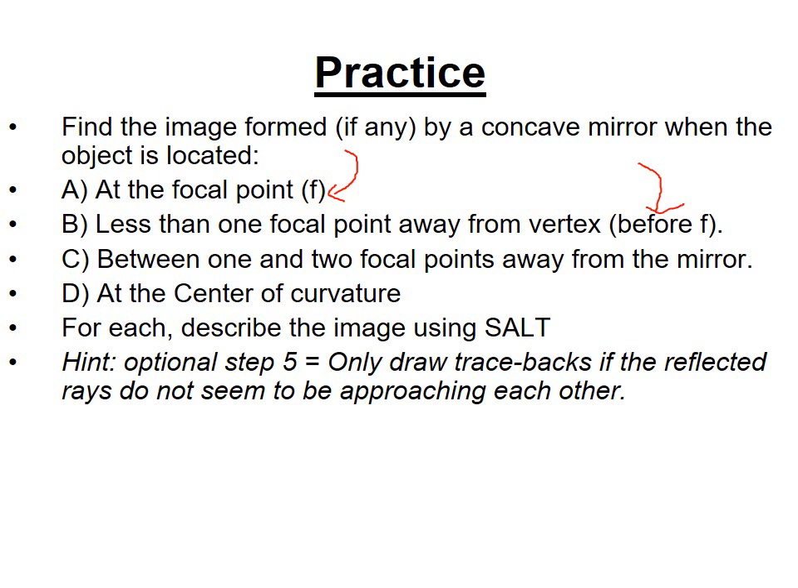And you need to use SALT in order to describe the image characteristics that are formed. There is an optional step that you might have to take that I did not show you in the previous example. Sometimes it'll appear like the reflected rays are not approaching each other, not converging. In that case, you'll have to draw tracebacks behind the mirror, because perhaps you might have a virtual image forming.